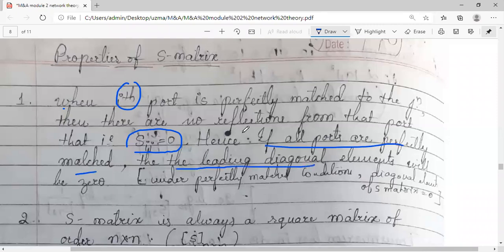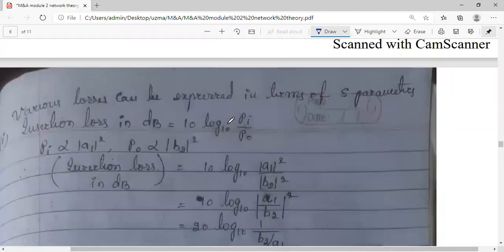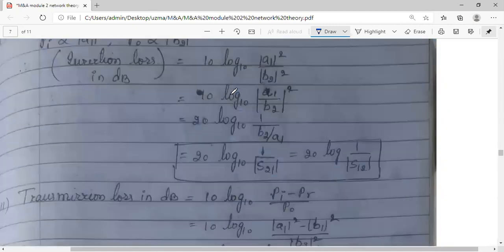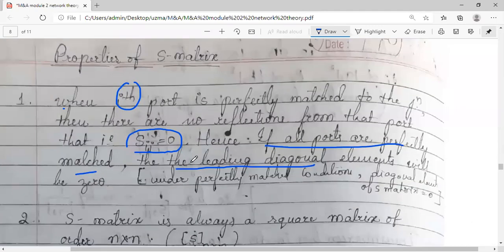That is the diagonal elements, because if you observe your S matrix representation, let me go back. See here, this is your S matrix for an n cross n multi-port. If you observe, these are the diagonal elements which indicate the same port values: S11, S22, S33, S44. So these leading diagonal elements will become 0 for a perfectly matched condition. This is the first property of the S matrix. In short, under perfectly matched condition, the diagonal elements of S matrix are 0.